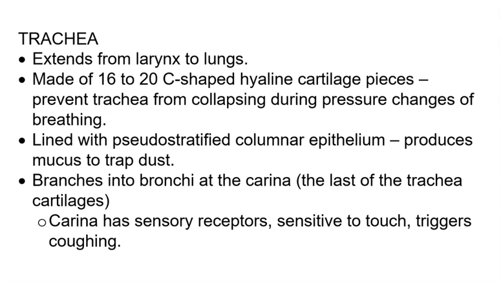It's made of approximately 16 to 20 C-shaped rings of hyaline cartilage, and just like the hyaline cartilage in the larynx, the hyaline cartilage in the trachea helps to prevent the trachea from collapsing during the normal pressure changes that we see during inhalation and exhalation. Its innermost lining is covered with a pseudostratified columnar epithelium, which is an epithelial tissue that produces mucus in order to trap dust and debris that enters the trachea.